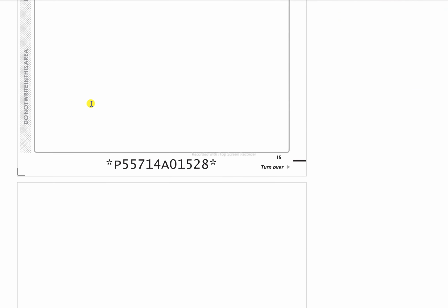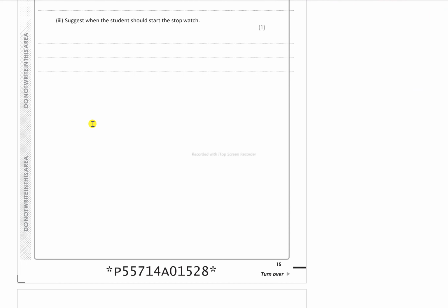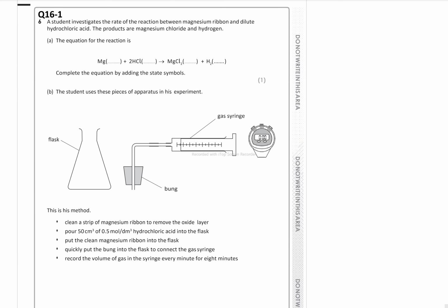Right, okay, let's have a look. Is this 16? Yep, okay, this is the last one. See if we can squeeze this one in. Because these questions are really useful. Just keep going at them and you see how easy they are. So we've got magnesium ribbon and dilute HCl. Right, we know magnesium ribbon is a solid. We know hydrochloric acid is aqueous. Magnesium chloride will be aqueous and hydrogen gas will always be a gas.